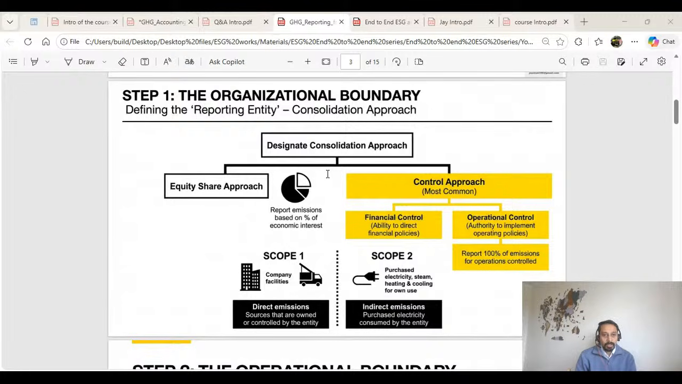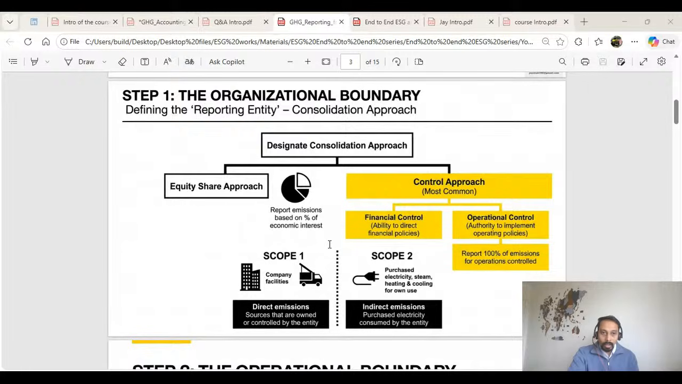There can be two approaches. The equity share approach is where you report emissions proportional to your ownership, whether your product or service is owned by you or someone else. For example, if you own 40% of a factory, you have to report 40% of its emissions. That is the equity share approach.